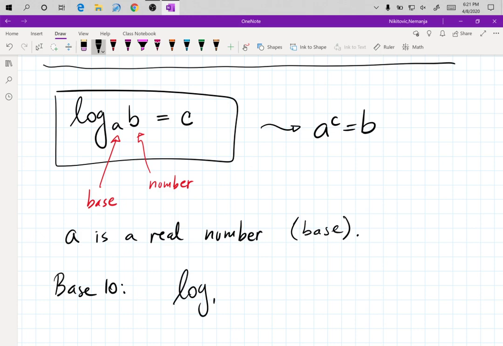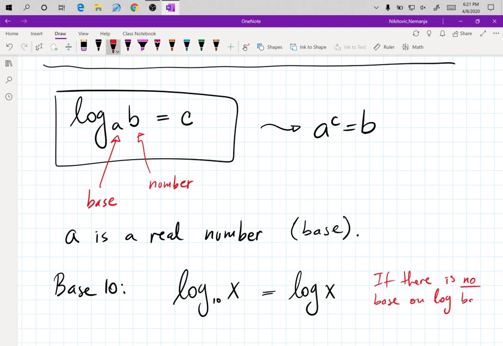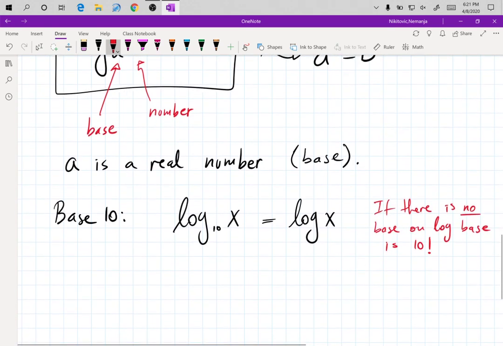So log base 10 of some value. Well, we have a lazy notation for that one. We just don't write the base. So if there is no base on log, the base is 10. So that is very important to know. And in the calculator, that will be the button that has capital LOG on it.